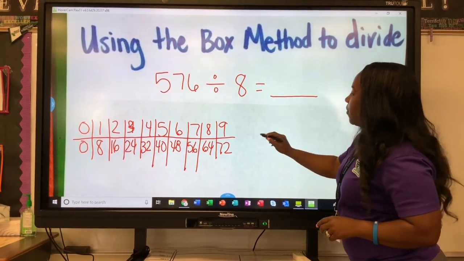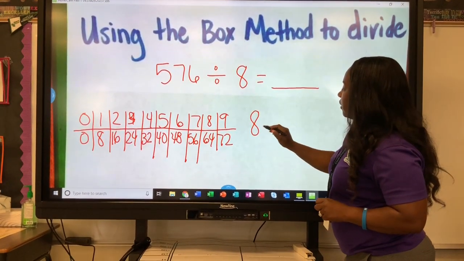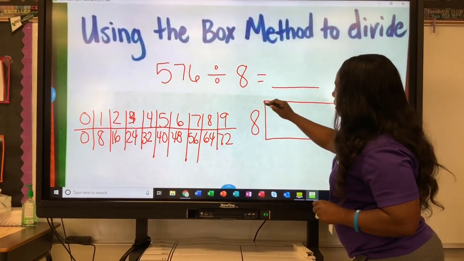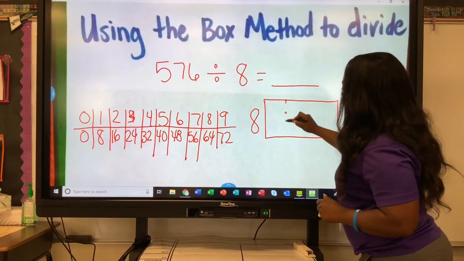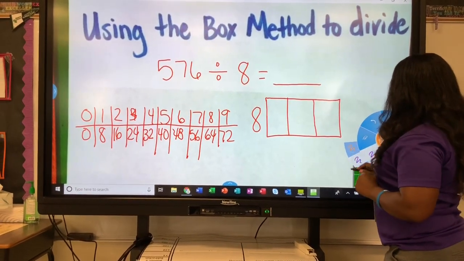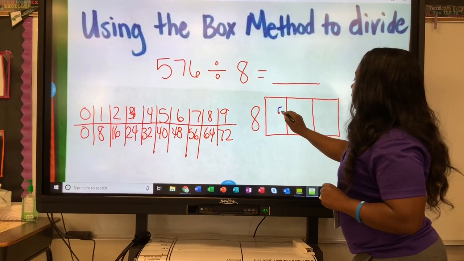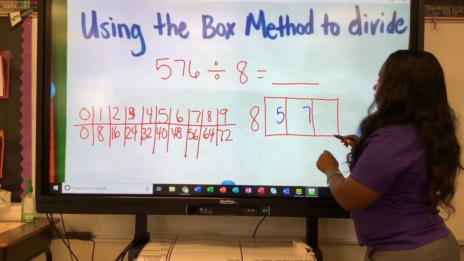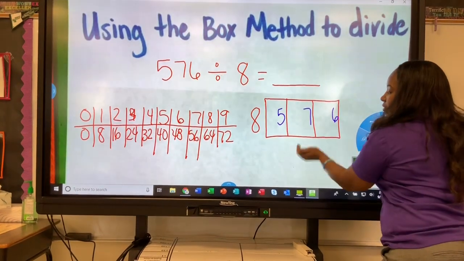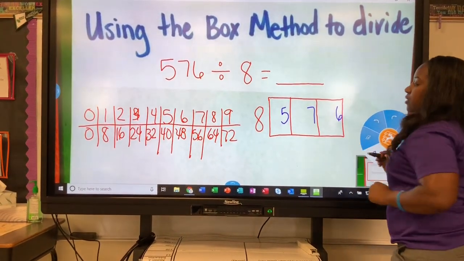So we're going to set up our division using our divisor. We're going to write our 3-digit number inside the box: 5, 7, 6. And I like to leave that space there so that if we have to move over a number, we have space to do so.